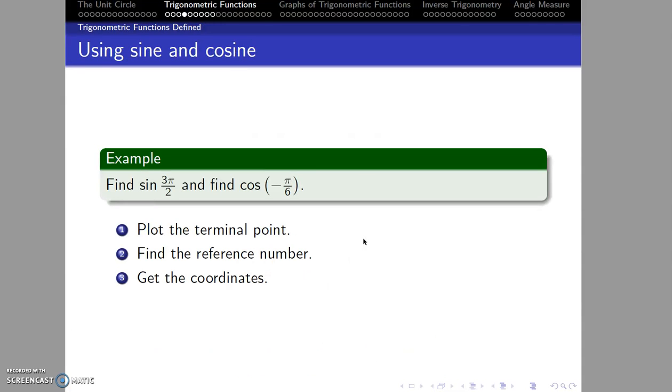So this is just a very slight build-up from what we have been doing. Whereas before we just got the point, now we're getting the point and pulling out the coordinates: x for cosine, y for sine. We'll do a little more in the next one, but let's just stop here for a bit.